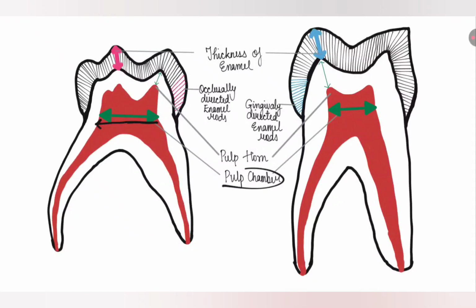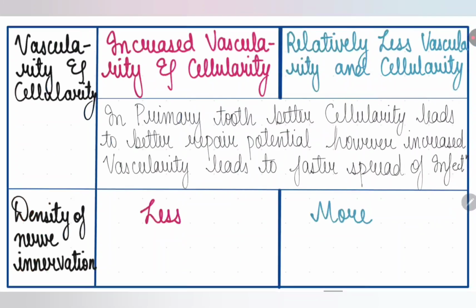This is the pulp chambers. We are seeing that these are the pulp chambers marked in green. And then this is the pulp horn, on both sides. Pulp horn situated higher in primary teeth, situated lower in permanent teeth. Pulp chamber larger in primary teeth, comparatively smaller in permanent teeth, right? Now, getting to the next.